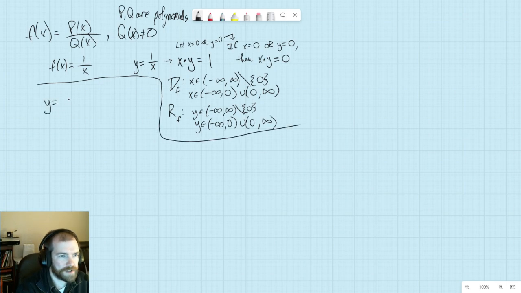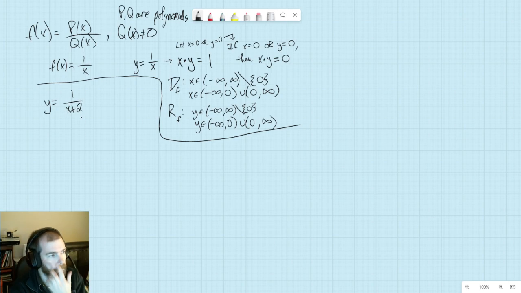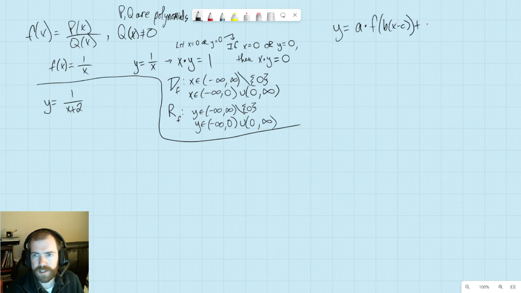So in the case of y equals 1 over x plus 2, we could say, based on what we mentioned before, that all function transformations are going to be of the form y equals a times f of b times the quantity x minus c, plus d.